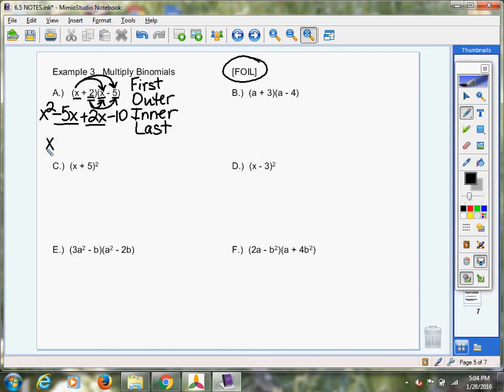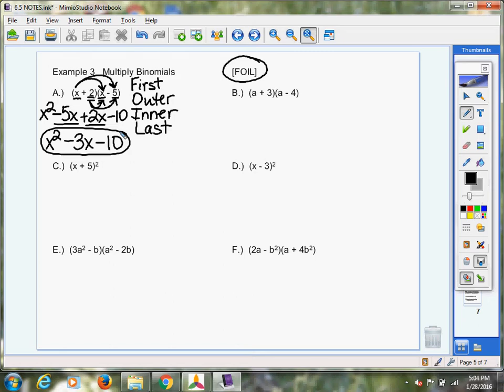So I'm going to drop down my x squared, and I'm going to combine -5x plus 2x, which is -3x, and then drop down your -10. And so when you FOIL those two binomials, you're going to get the trinomial x squared minus 3x minus 10. And that is pretty typical for a lot of binomials that you're multiplying together. You will, in many cases, get a trinomial. There are a few exceptions, and we will get to those exceptions, just not in this particular example.